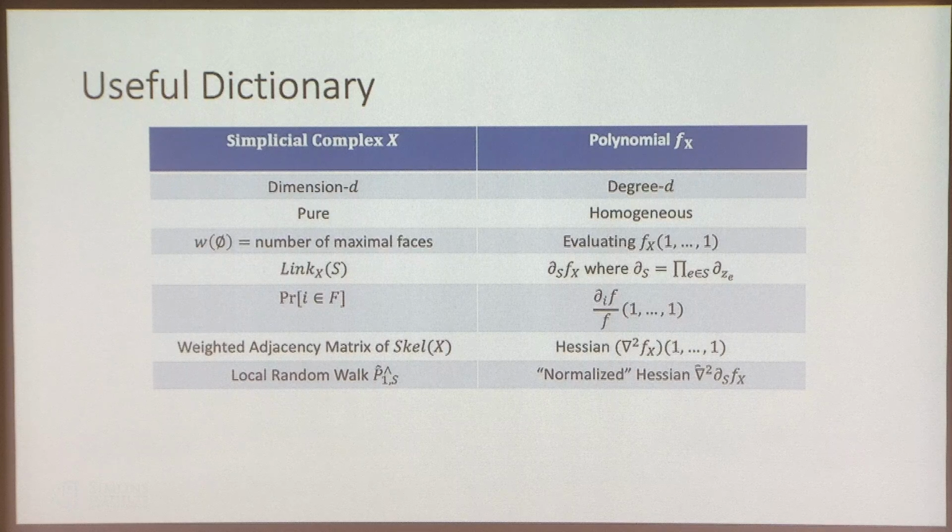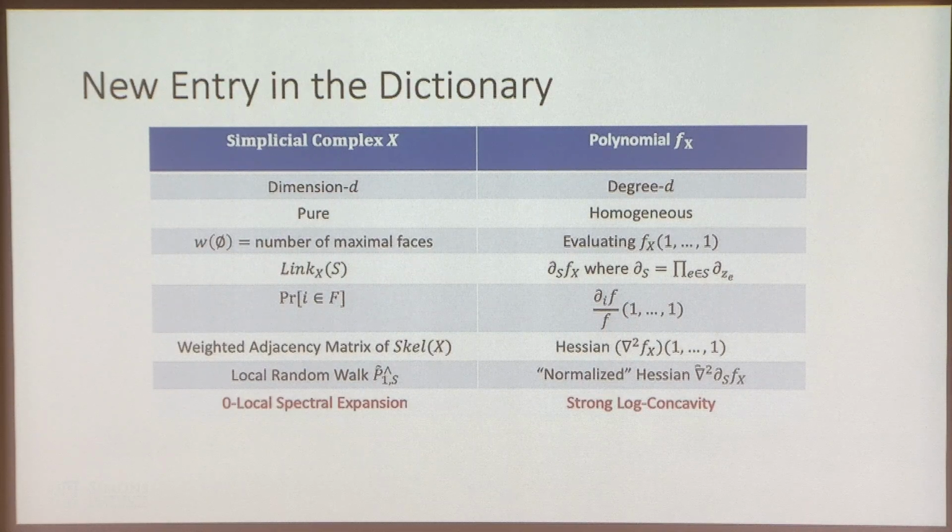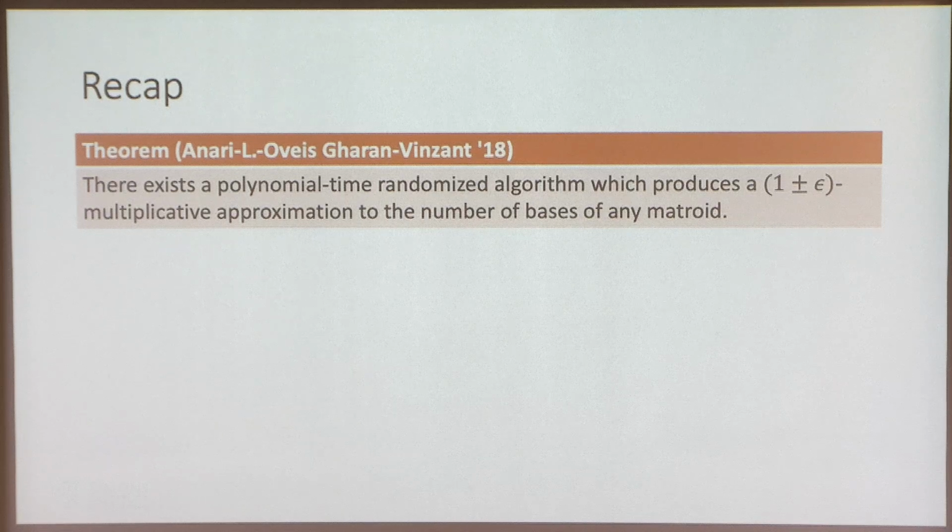So let's just go back to our dictionary. Now we can add another entry to our dictionary. You say that 0 local spectral expansion is strong log-concavity. Okay. So just a quick recap. After all this, we have a polynomial time randomized algorithm to produce a good approximation of the number of bases of any matroid using a Markov chain.